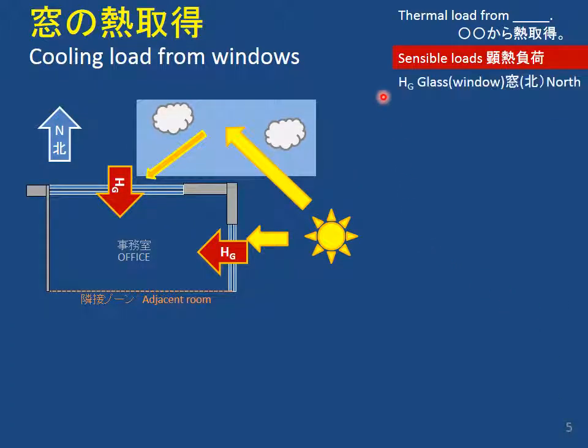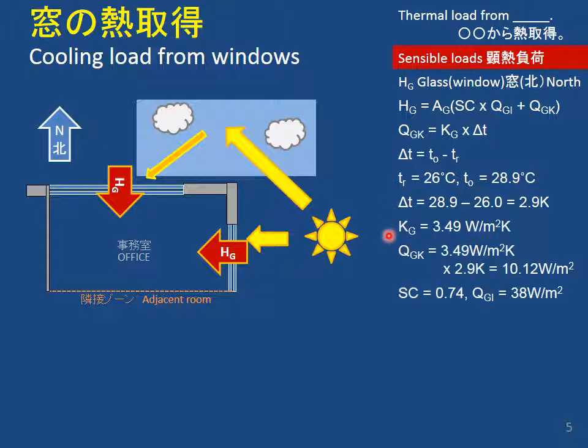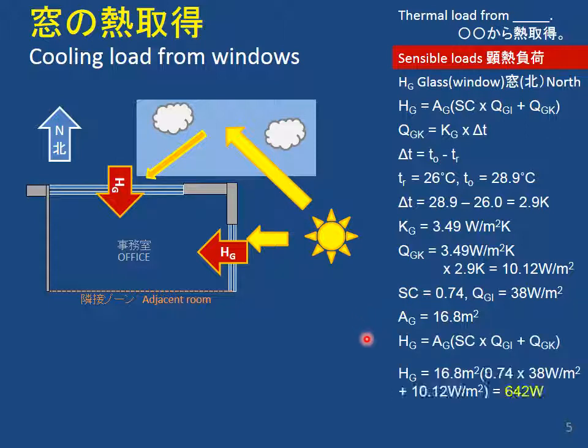So let's do the north window. This is the heat load equation. That's the temperature difference, which we know from the outdoor temperature, and the conductance of the wall, the shading coefficient of the window, the amount of sunlight coming through, the area, one more time, and the total sunlight load through and heat load through the north window is 642 watts in 1 hour, for that 1 hour.